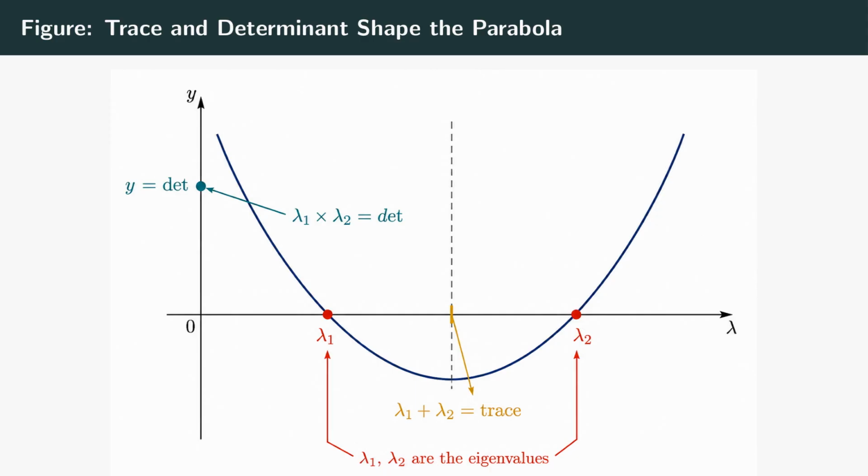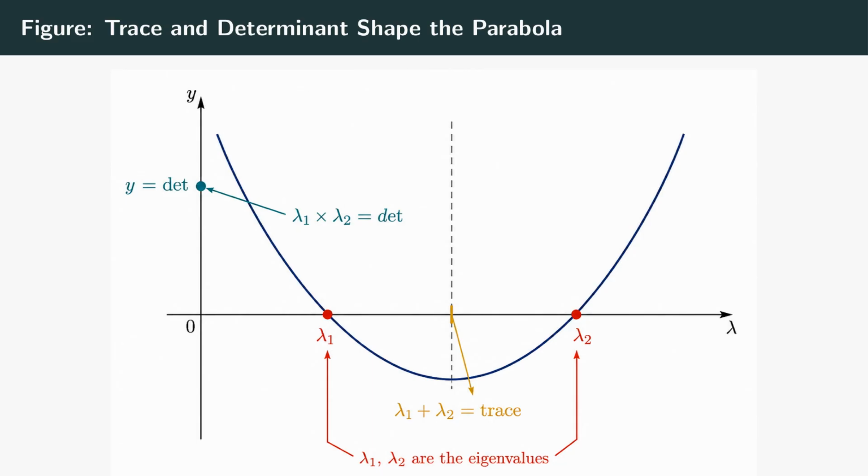This figure makes the trace and determinant shortcuts visible. We are looking at the characteristic parabola for a 2x2 matrix, lambda squared minus the trace times lambda plus the determinant. It opens upward and crosses the horizontal lambda axis at 2 points, marked in red. Those crossings are the two eigenvalues.